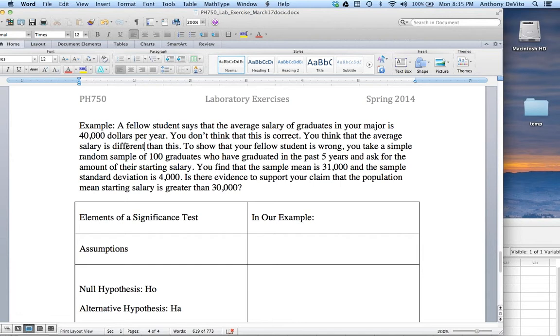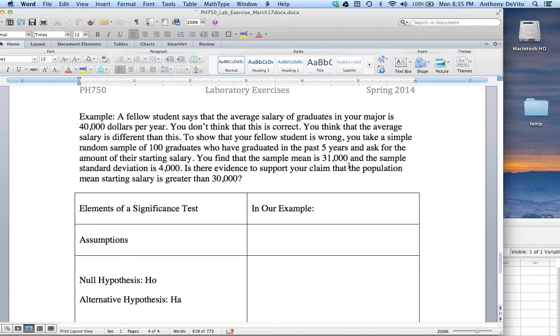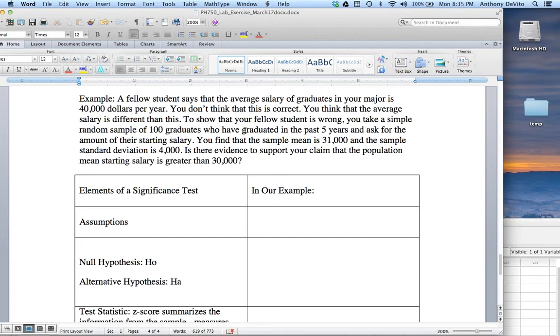To show your fellow student he's wrong, you simply take a simple random sample of 100 graduates from the last 5 years and ask for the amount of their starting salary. You find that the sample mean is 31,000 and the sample standard deviation is 4,000. Is there evidence to support your claim that the population mean starting salary is different than 30,000? Okay, what are our assumptions here? Normal distribution, randomly sampled, and so forth.